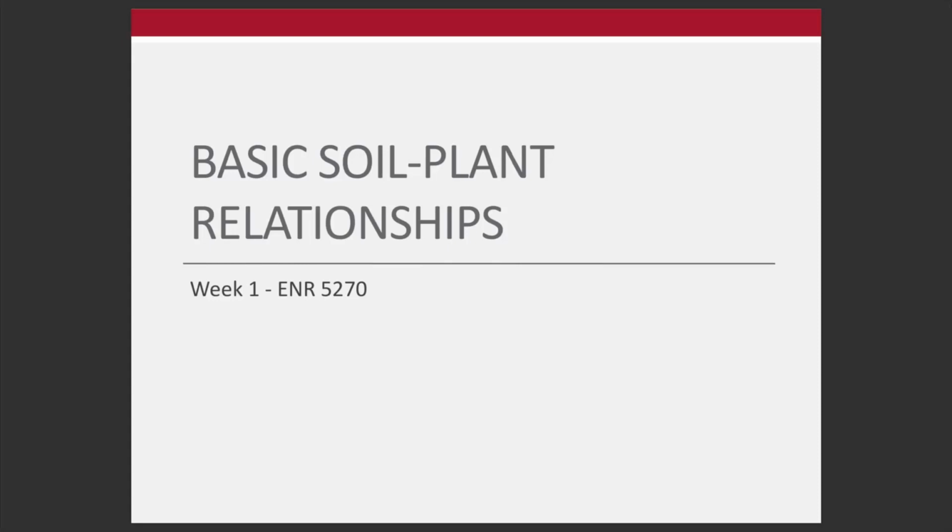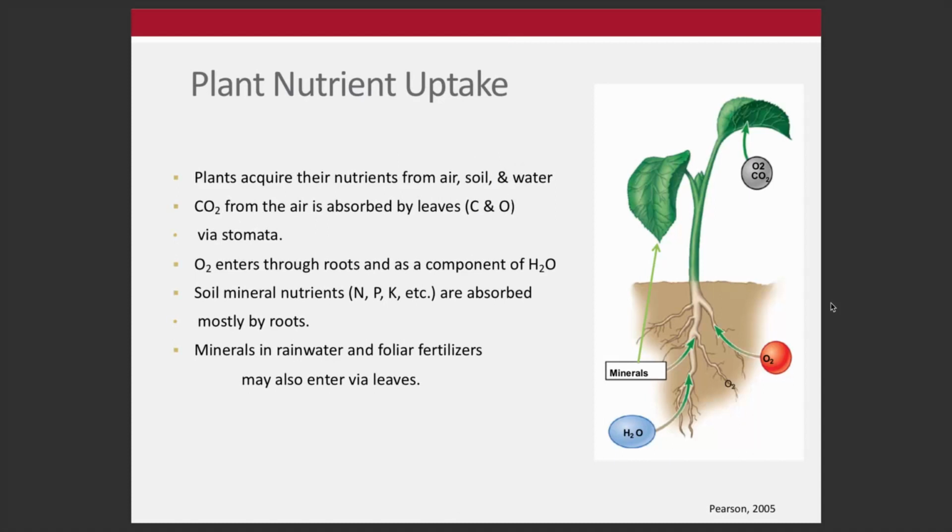Okay, we're going to build off our last lecture and talk a little bit more about soil and plant relationships. This is, in many ways, a continuation, framing the course and what we'll really be discussing over the semester. So let's get started here. When we think about soil fertility, most of that is in the context of plant nutrient uptake. We're aware that plants acquire nutrients from air, soil, and water, so essentially all three of the spheres of the earth.